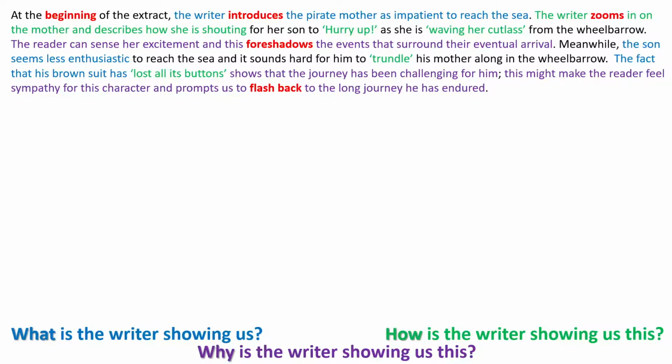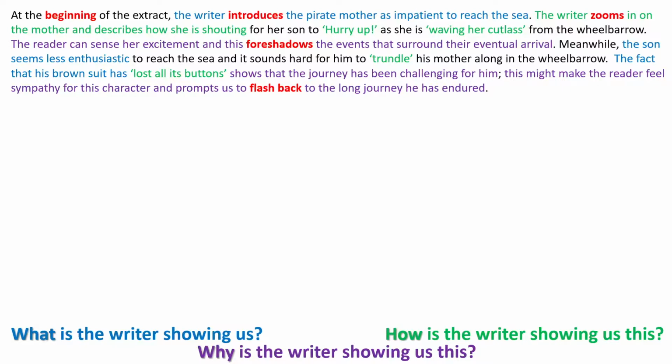Beginning, introduces. The writer zooms in on the mother and describes how she is shouting for her son to hurry up as she is waving her cutlass from the wheelbarrow. The reader can sense her excitement, and this foreshadows the events that surround their eventual arrival. Meanwhile, the son seems less enthusiastic to reach the sea, and it sounds hard for him to trundle his mother along in the wheelbarrow. The fact that his brown suit has lost all its buttons shows that the journey has been challenging for him. This might make the reader feel sympathy for this character and prompts us to flash back to the long journey he's endured.